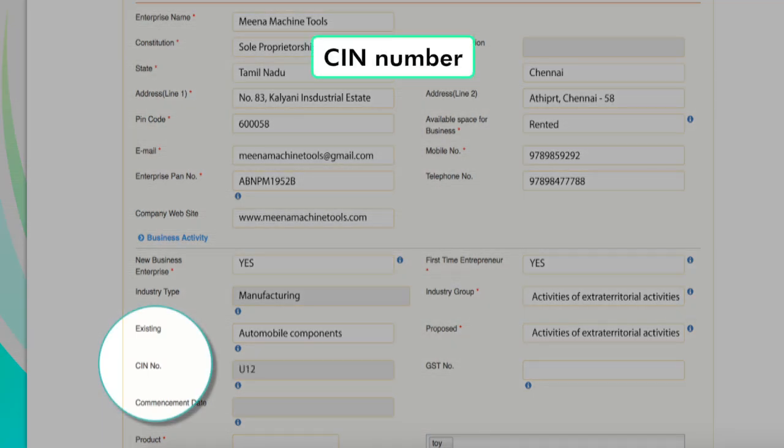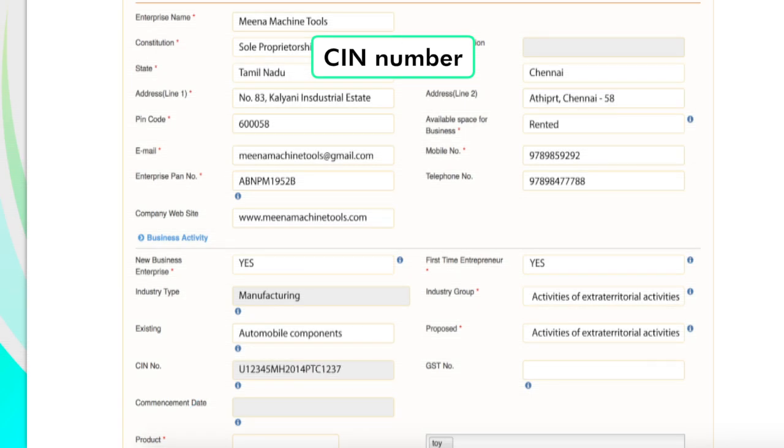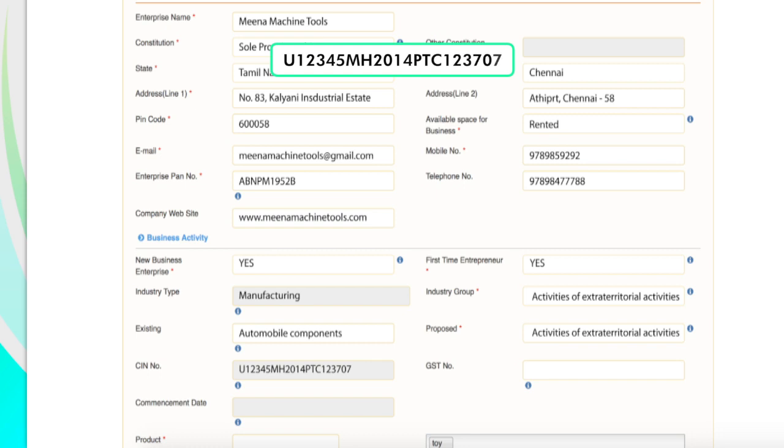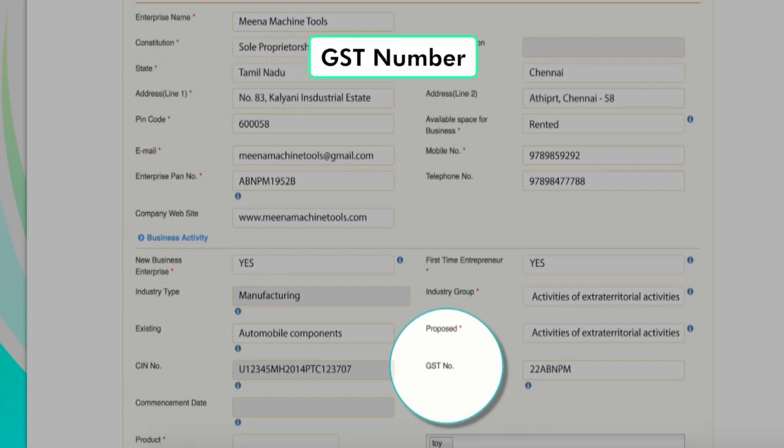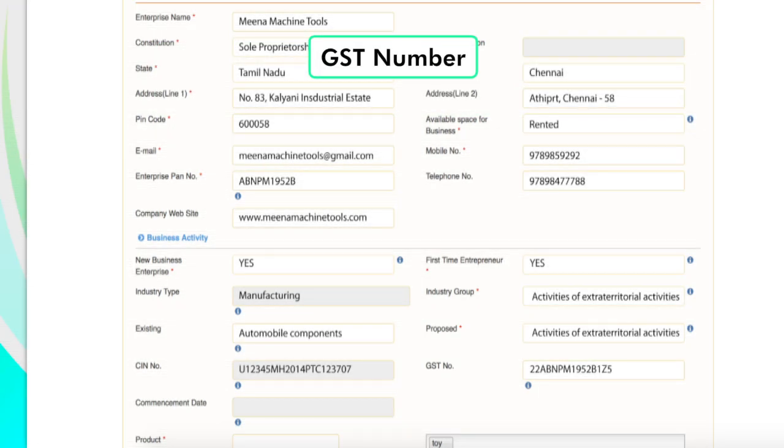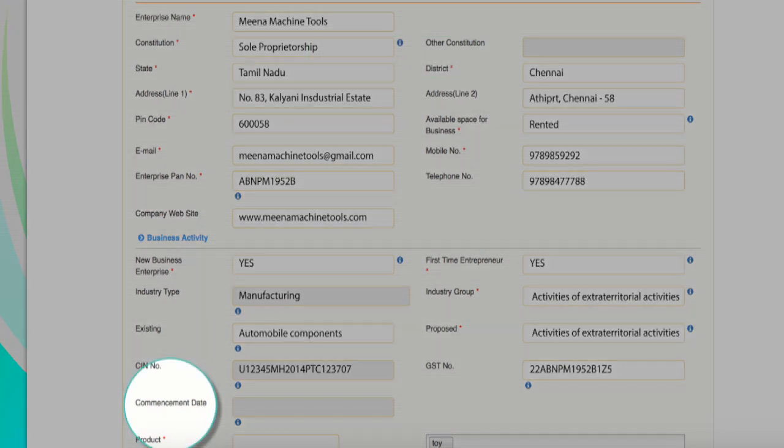CIN number. This is applicable only if the enterprise is a company. The corporate identity number or company CIN number is a 21-digit alphanumeric number issued to every company incorporated in India when it gets registered with the Registrar of Companies located in various states of India. Filling up GST number is mandatory for existing unit.